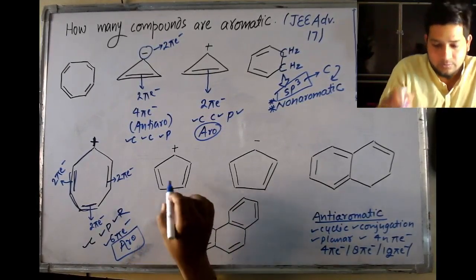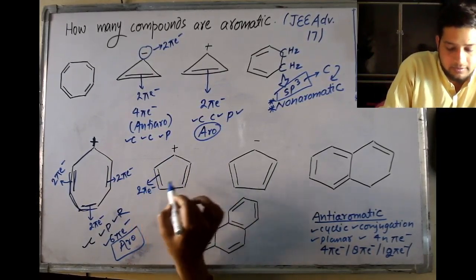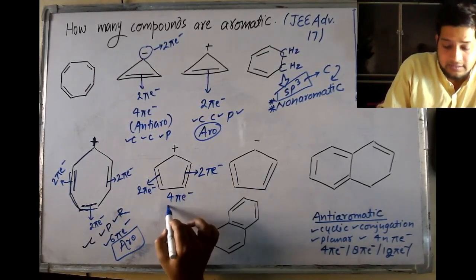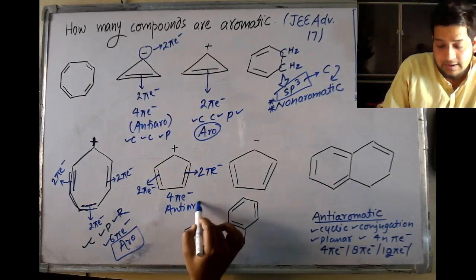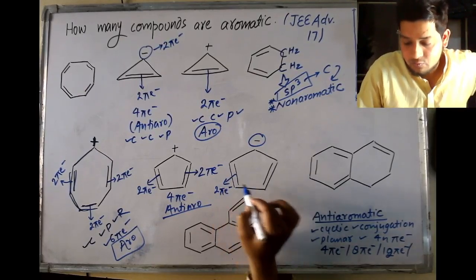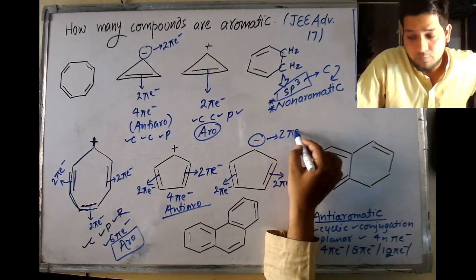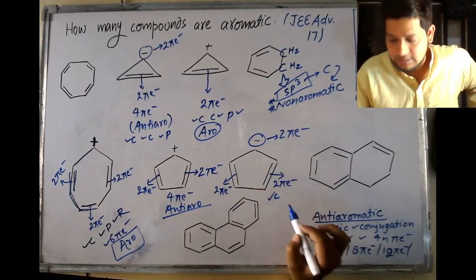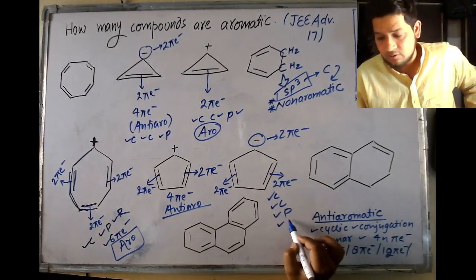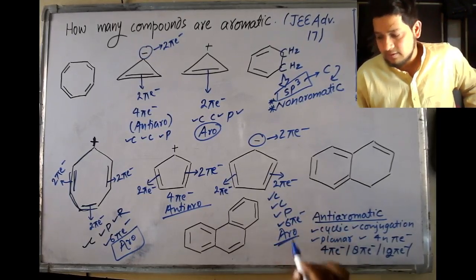Now look at this one. This one has 2 pi here and 2 pi here. 2 plus 2 equals 4 pi. Anti-aromatic. 4 pi means anti-aromatic. Now look here. 2 pi here, 2 pi here, and 2 pi here. The negative charge, 2 pi electrons. Conjugation done. Cyclic done. Planar done. Pi electrons, 6 pi done. So aromatic.